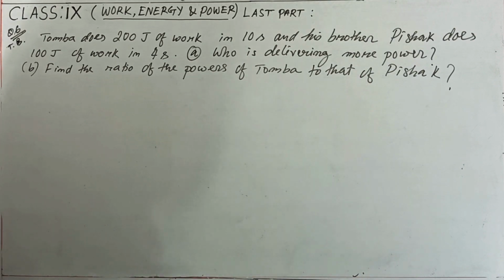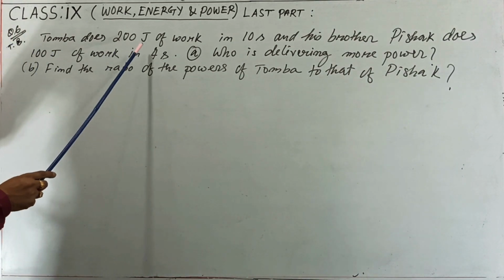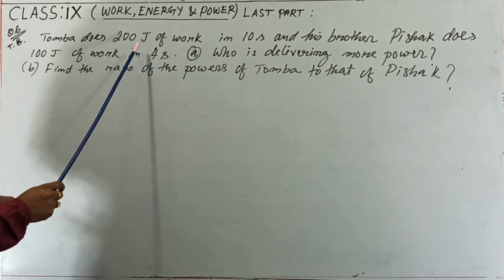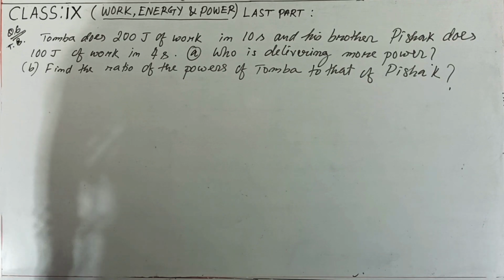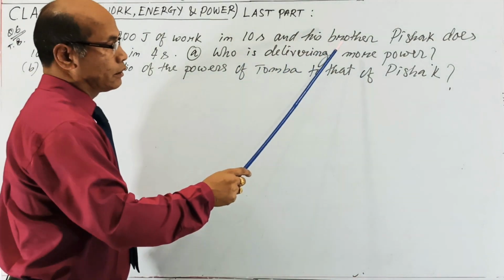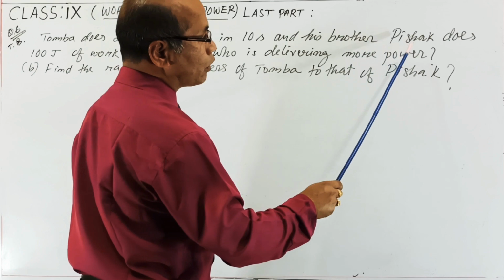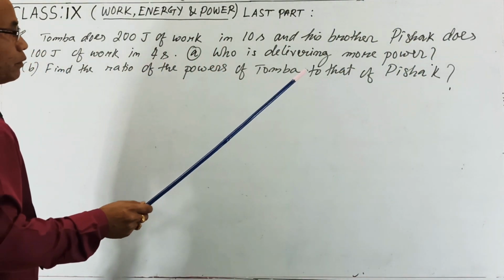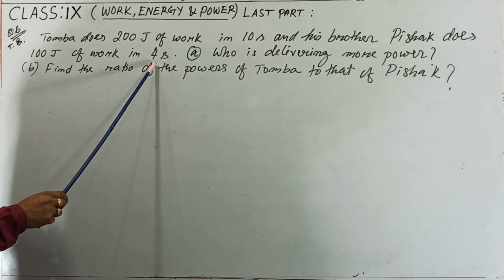Tomba does 200 joules of work in 10 seconds, while his brother Pisak does 100 joules of work in 4 seconds.